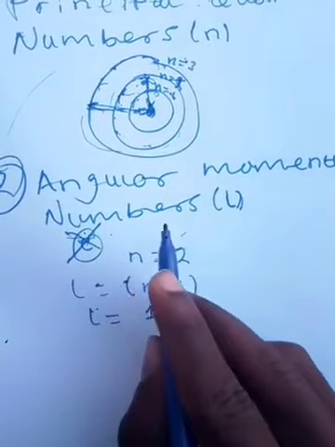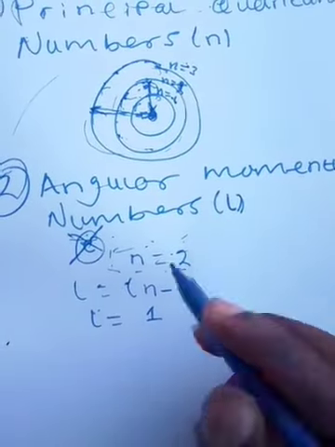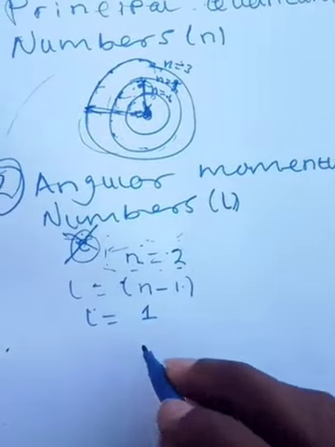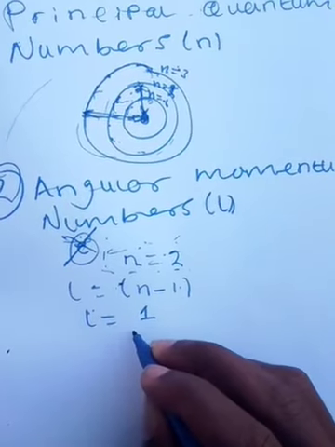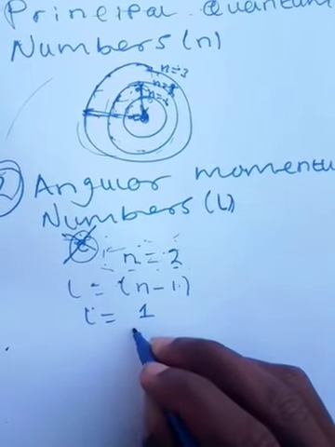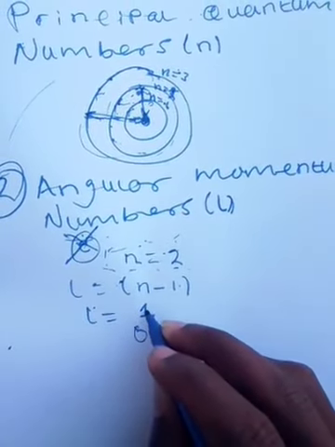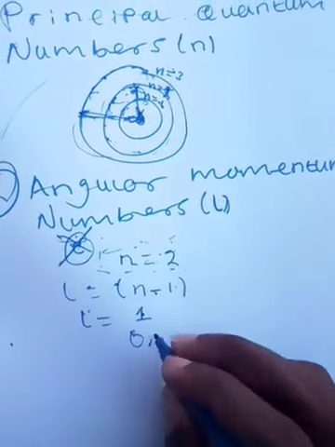So in this case, whereby they have given you the value of n, or the principal quantum number, you need to subtract 1 from what you have been given, and then what you do after that, you are going to start from 0 to the number that you've gotten after subtracting 1 from the principal quantum number. Okay, so I'll end at 1.